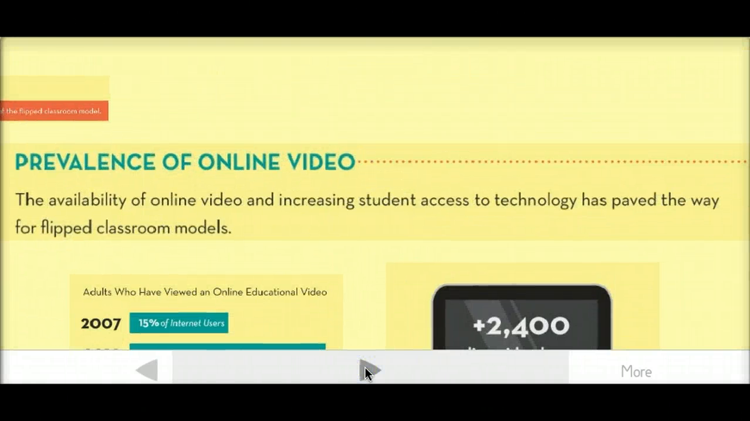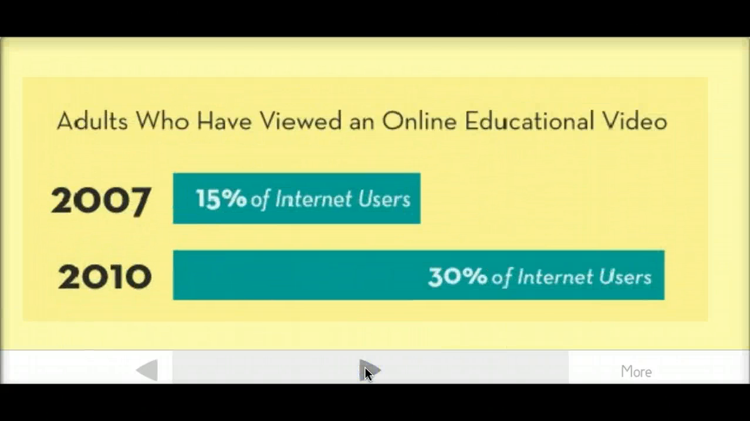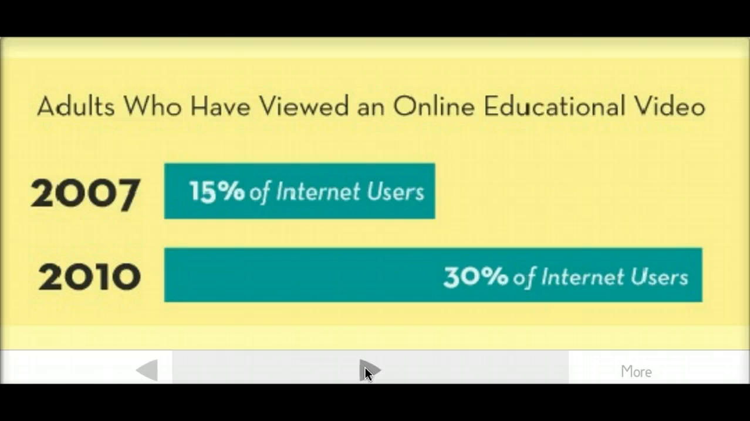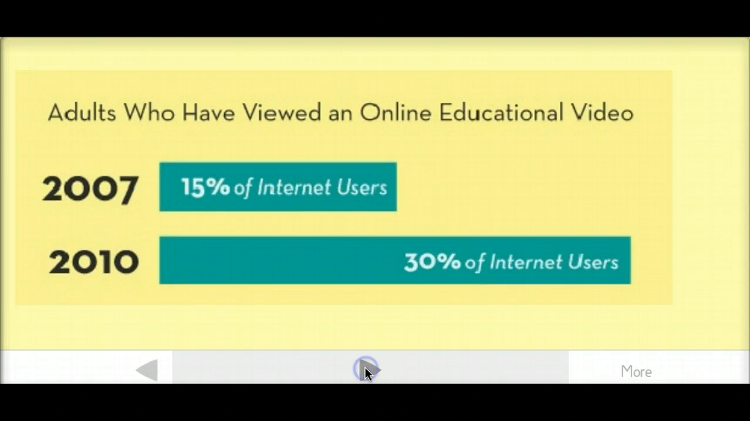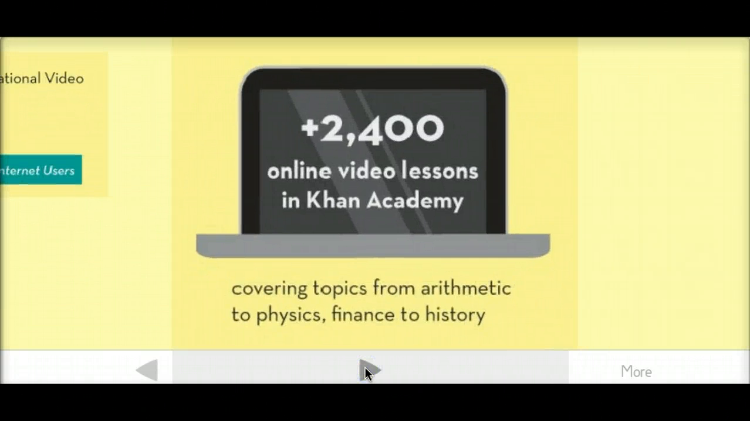The availability of online video and increasing student access to technology has paved the way for the flipped classroom model. Adults who have viewed an online educational video: in 2007, 15% of internet users had, but by 2010, 30% of internet users had viewed an online educational video. There are many avenues of educational videos today, and one of them is Khan Academy, which has over 2,400 online video lessons covering topics from arithmetic to physics, from finance to history.